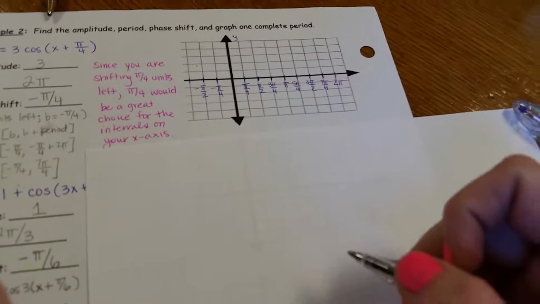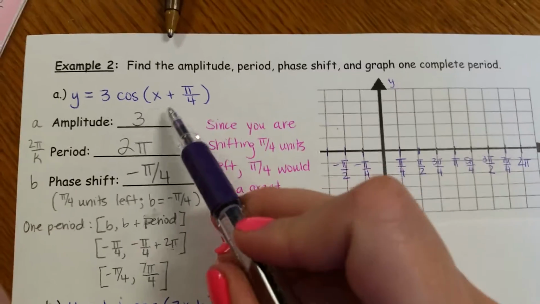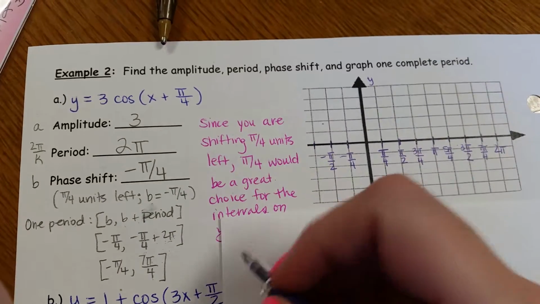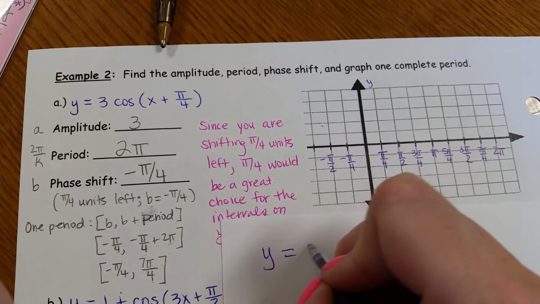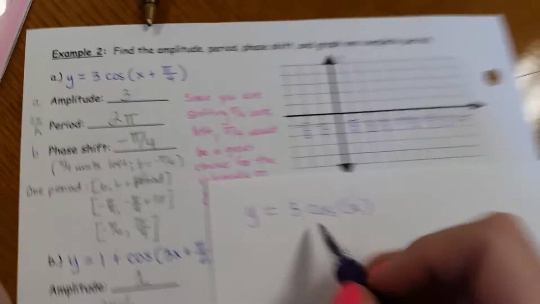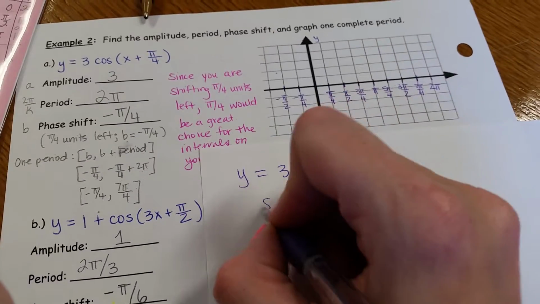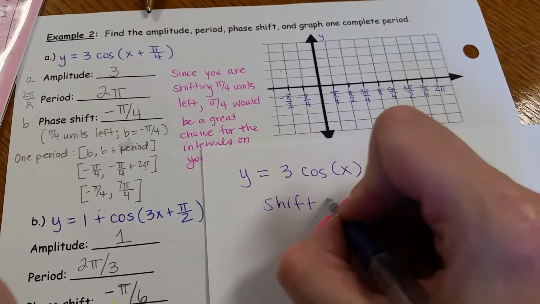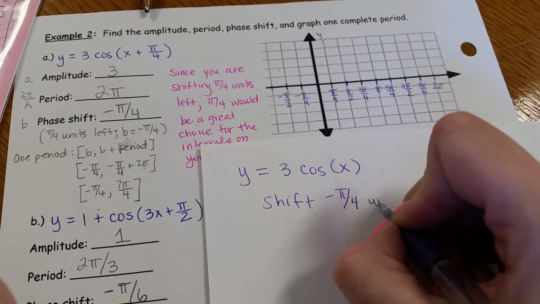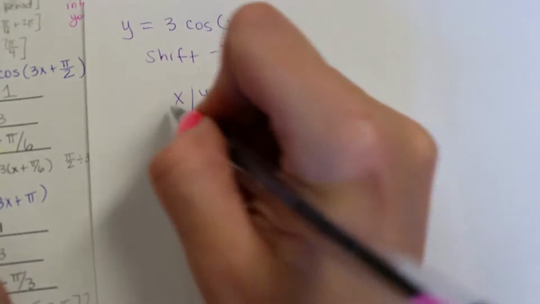So there are going to be two different ways that you can think about this. The first way is if you look at your equation and you think of your parent function without the phase shift, your parent function would be y equals 3 times the cosine of just x. So if we can make a table for this and then just shift that negative pi over 4 units, or pi over 4 units left, that would be a very easy way to do our graph. So our x and our y values.